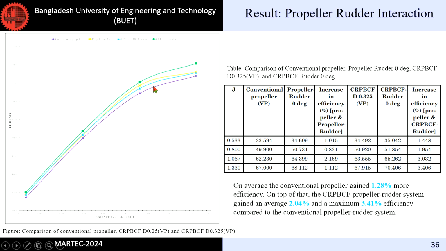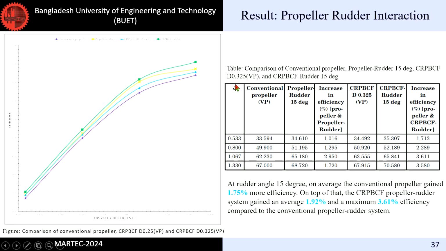On top of that, when we add the contrarotating propeller boss cap fin, which is the blue line here, and add the rudder behind it, it actually jumps up to this green line here. On top of that, the contrarotating propeller boss cap fin rudder system gained an average of 2.04% and a maximum of 3.41% efficiency compared to the conventional propeller rudder system.